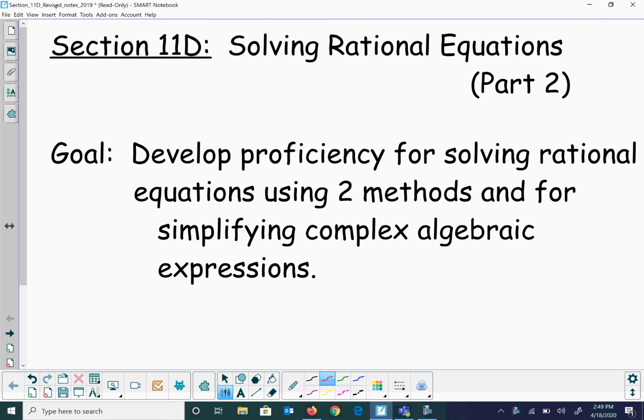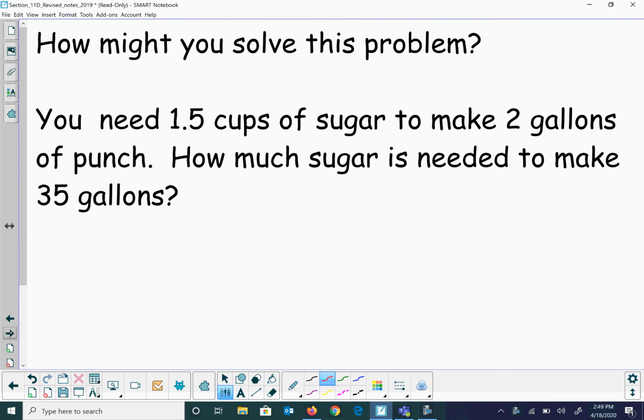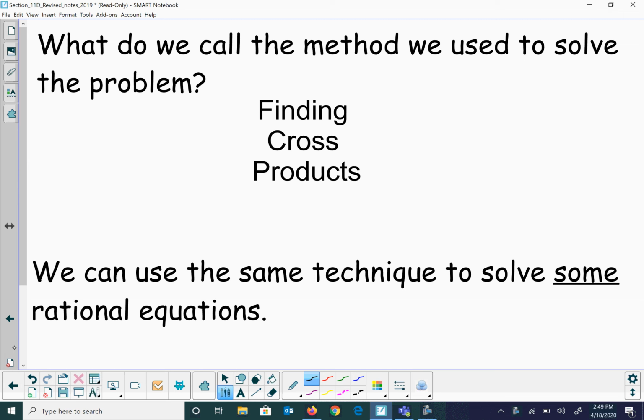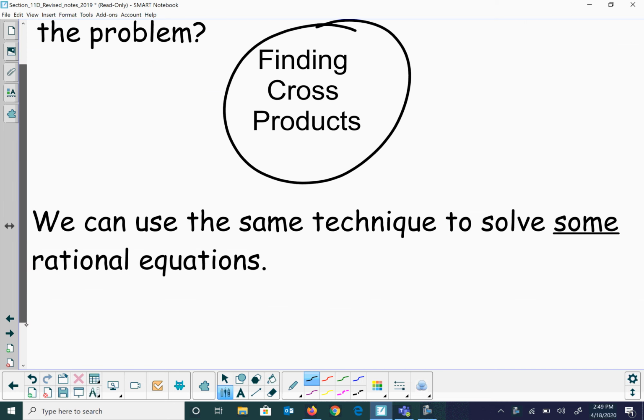This is for 11D, solving rational equations part 2. So it's going to be similar stuff that we've been working on. Remember those extraneous solutions that we can come up with. This type of thing, we're just not going to worry about the word problems, so just move right off of it. Finding cross products, we'll talk about that a little bit.